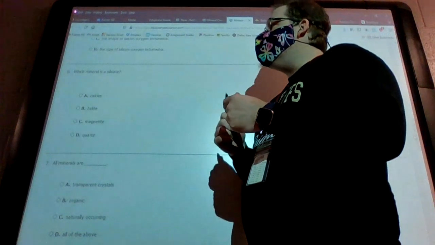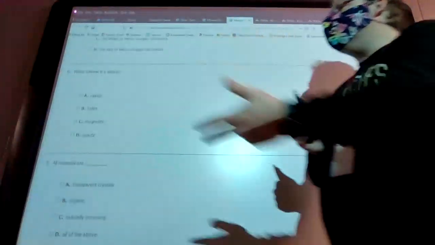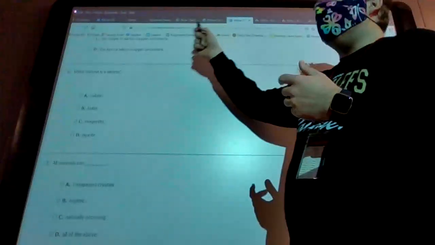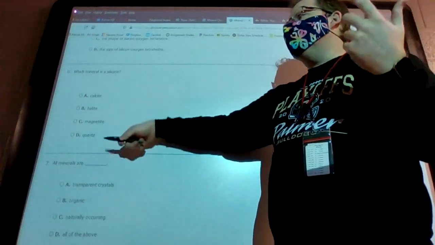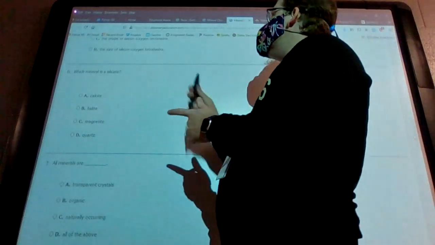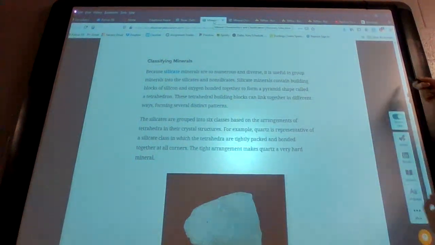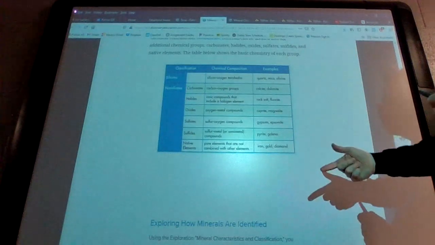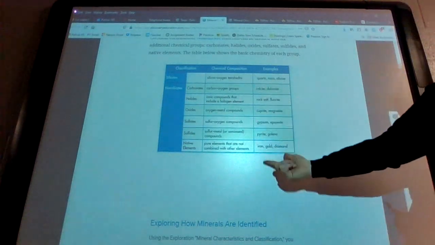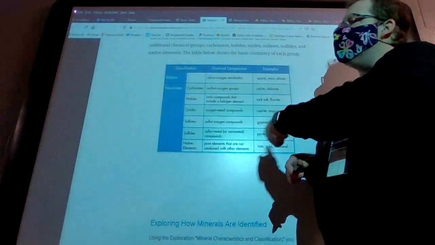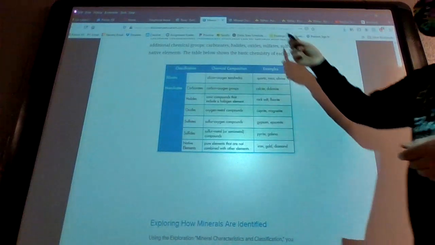Number 6, which mineral is a silicate? Just kind of look through the list and see which one. You might have to look up the chemical formulas if you want and see which one has silicon and oxygen. The other 3 should not. You might also be able to find them all on this chart down here towards the bottom. Yeah, I think all of them are going to be on this chart. And so you should be able to, they have examples over here on the right. You should be able to find the silicate in the examples and the non-silicates in the other examples.